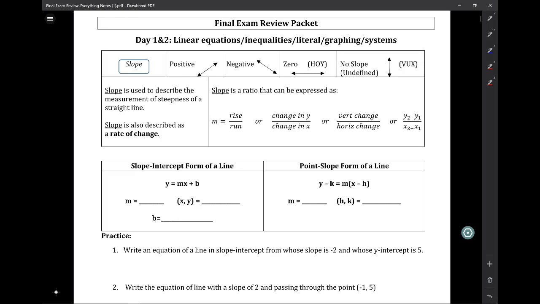So hopefully you all either have this packet or you're going to be taking notes on a separate sheet of paper. Today what we're going to be covering is linear equations, inequalities, and literal equations, and lowest common denominator.